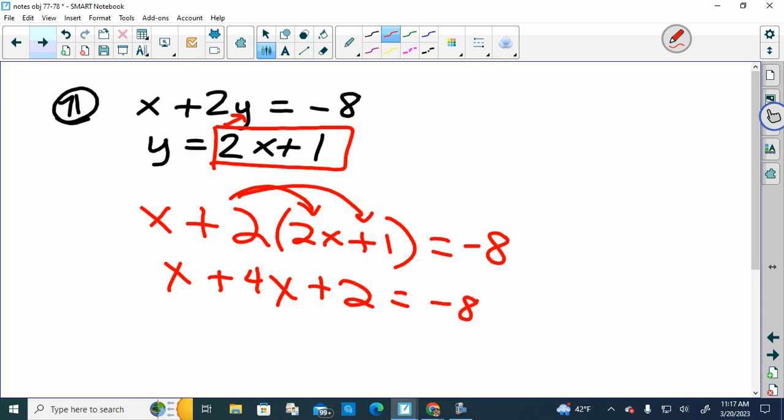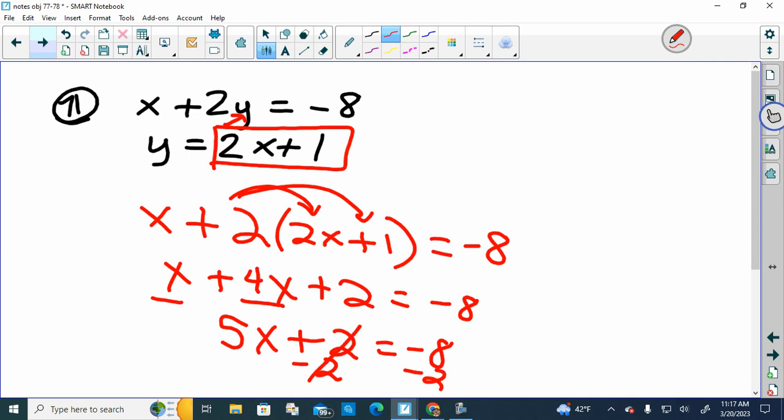Okay, combining our like terms are on the same side, so we don't do the opposite, right? So 4x plus 1x is going to give me 5x. Okay, now I start doing the opposite because I have to move things to the other side. So I subtract 2, right, to get rid of it, and what I do to one side, I've got to do the other side. So now I have 5x equals negative 10. Okay, divide by 5, divide by 5, so my x is equal to a negative 2.